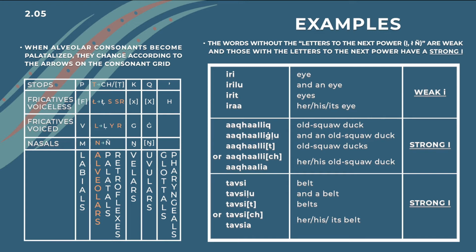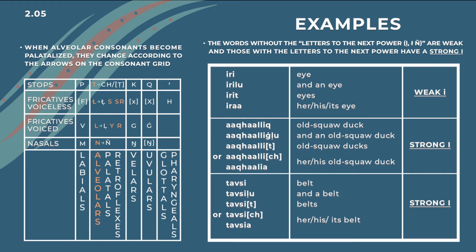Let's look at iri, irilu, irit, ira. You see that there are no letters to the next power, so therefore it is a weak I. Achalik, achalighlu, achalit, achalich, achaleh. You can see that there is an L with a dot and a CH, so therefore achalik has a strong I.